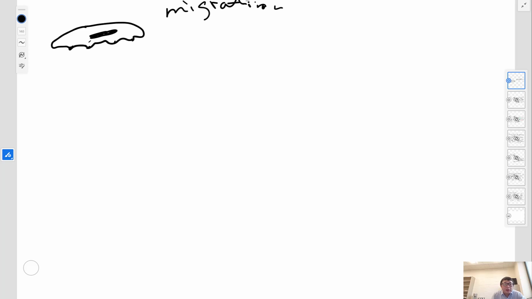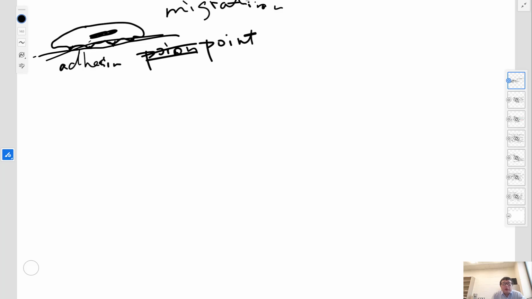For example, this is a cell, and this is the surface. It can be an extracellular matrix or anything else the cell can grow on. The cell forms adherent points on the surface, and then when the cell tries to move forward, it loses the adhesion at the rear, and this side moves going forward, like pushing.